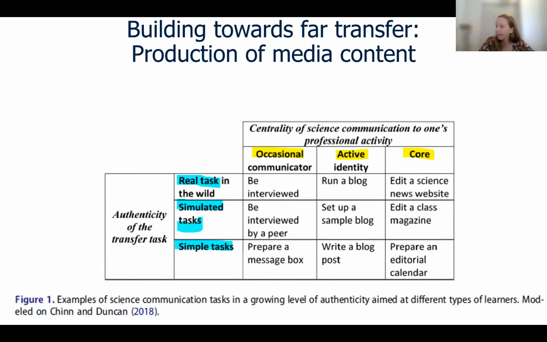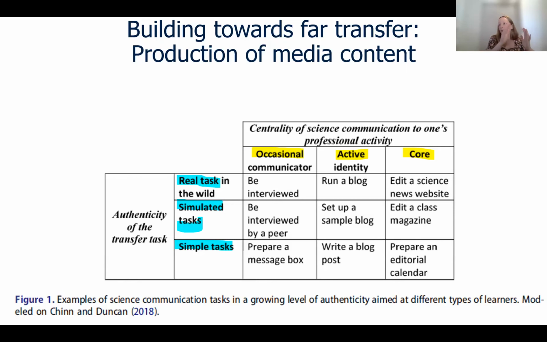So we have down there simple task, and then simulated task, and then real task in the wild, something that is very similar to what you do in real life. And you can see that for each of these groups, you can come up with different levels of tasks. The authenticity of the task can be very different. So if I'm thinking about occasional communicator, to prepare a message box, that's a simple task. To be interviewed by a peer in the training course, that would be a simulation. But to be interviewed by a journalist or by even a student journalist from the other department, that would be a real task in the wild, okay?